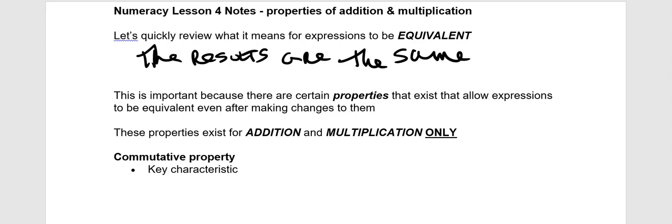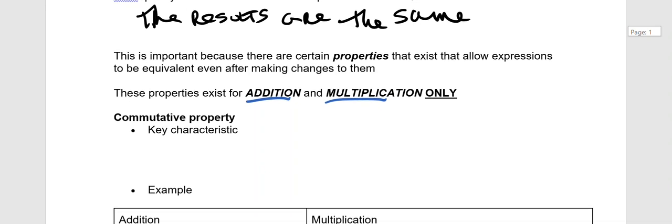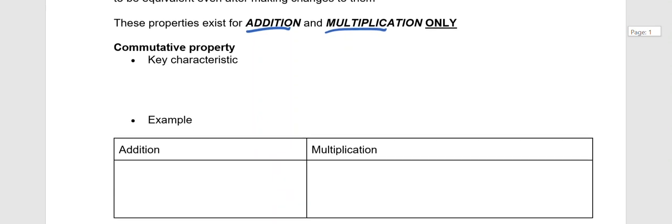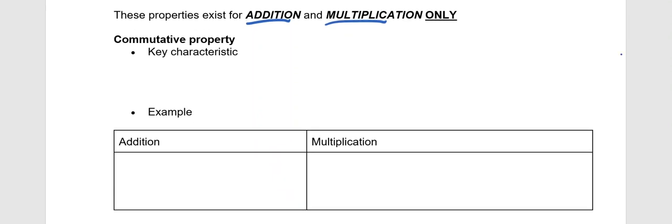Okay, so it's really important for us to understand again that these properties we're going to talk about apply only to addition and multiplication. So I'm going to walk you through each of the properties. I'm going to highlight the key characteristics of each property, and then I'm going to quickly give you an example. So the first of the properties is the commutative property. Now think about the word commute.